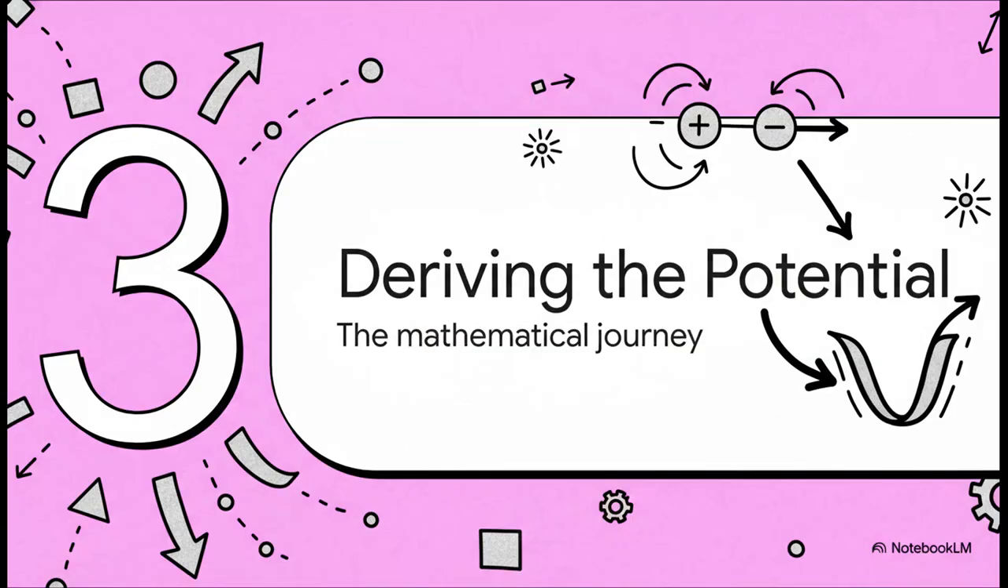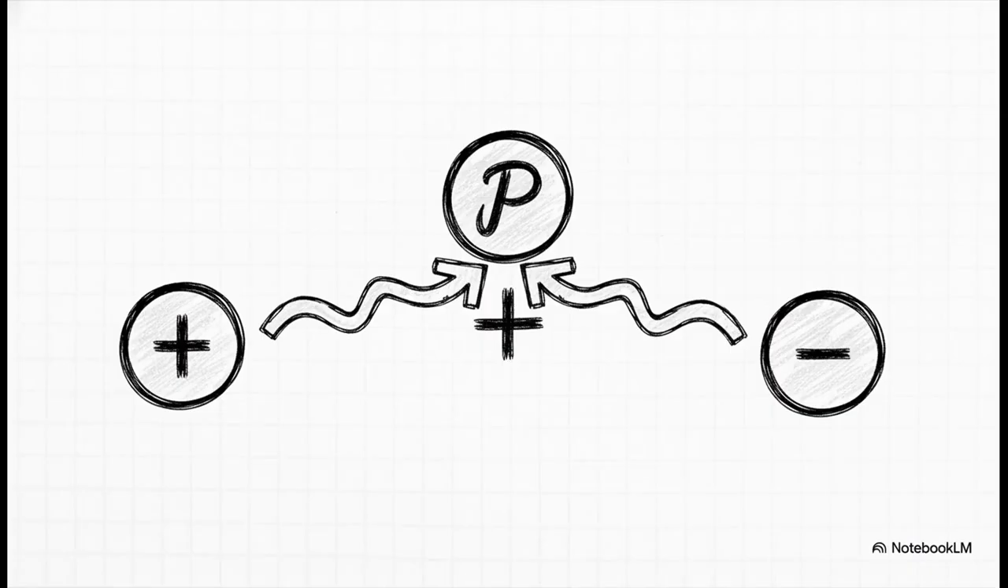And now for the main event. Let's walk through the math to get the formula for the dipole's potential. Don't worry, we're gonna take this one logical step at a time. It's like solving a little puzzle. You know, one of the great things about potential is that it's a scalar. It's just a number, no messy directions to worry about. And because of that, we can use a really powerful rule called the superposition principle. It just means we can find the potential from the positive charge, find the potential from the negative charge, and then just add them up.